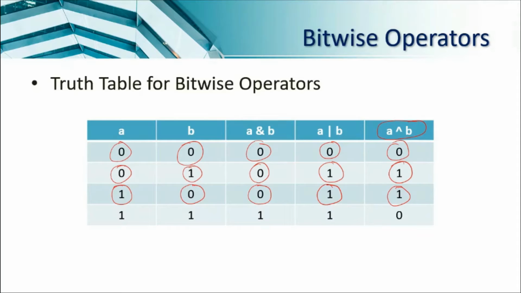Then A is 1 and B is 1. So A AND B is also 1. A OR B, since both are ones, should also be 1. Then A XOR B is 0 because both are ones, both are the same. So that is the truth table for bitwise operators.